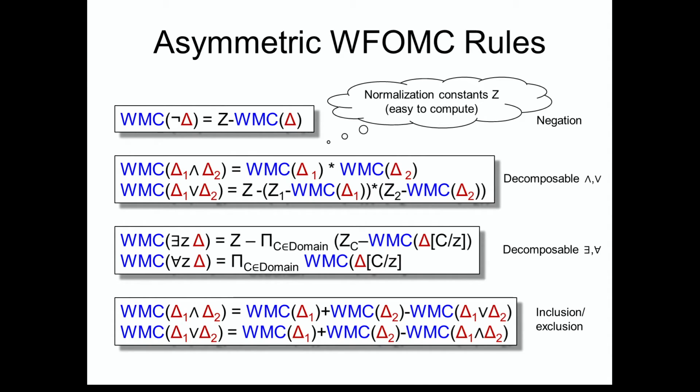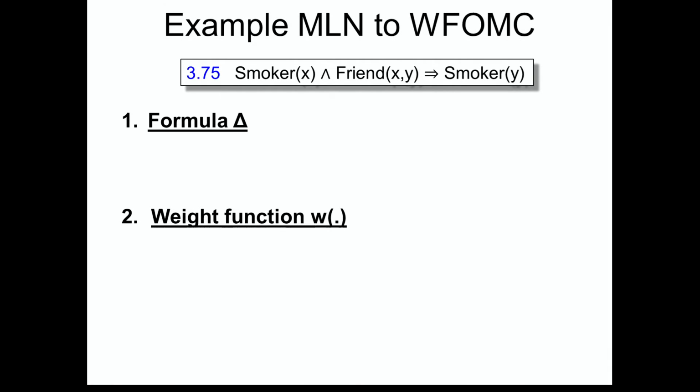But actually in AI, we're interested in a slightly different version of the first order model counting problem. It's the one that you get when you take things like Markov logic networks and convert them to this specific problem. Here's an example of a simple Markov logic network: smokers are more likely to be friends with other smokers. The way that we reduce this to a model counting problem is by constructing a formula that we count the models of, and also a weight function that assigns a weight to every possible assignment you make.